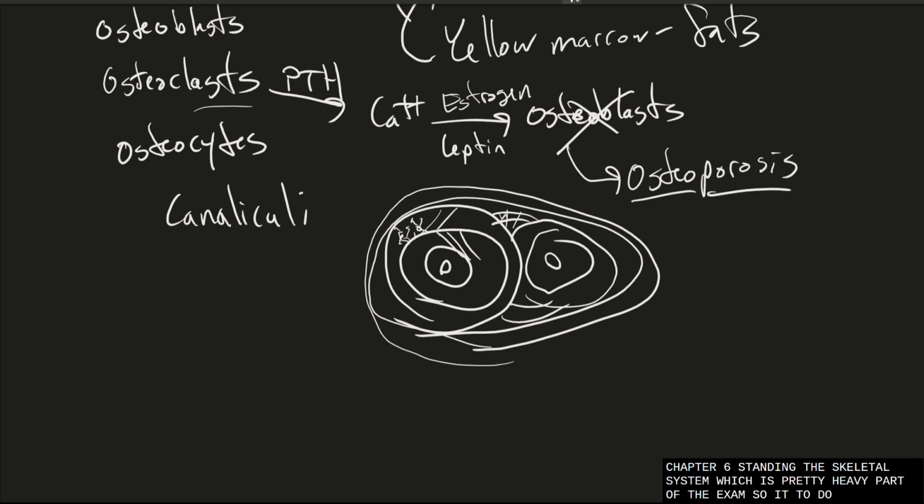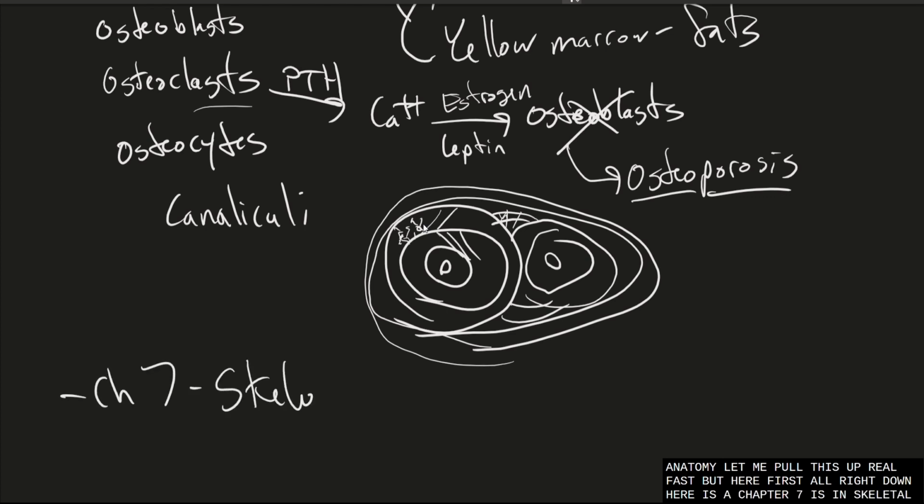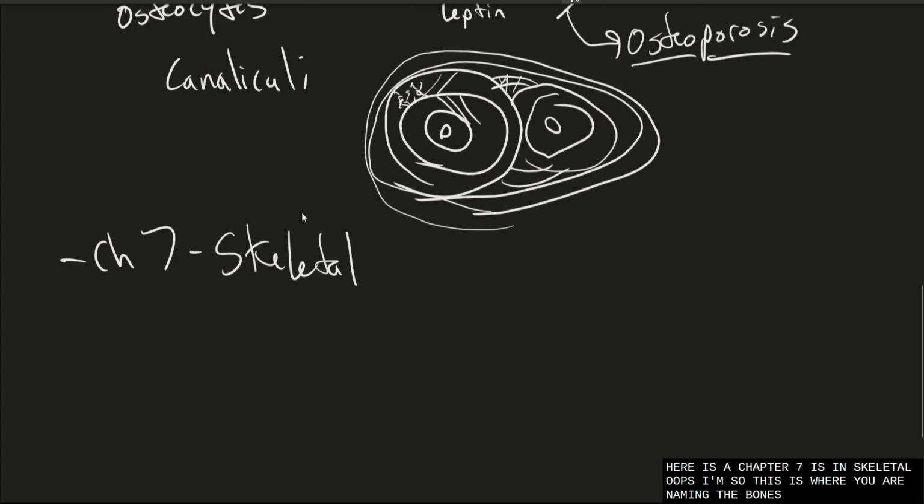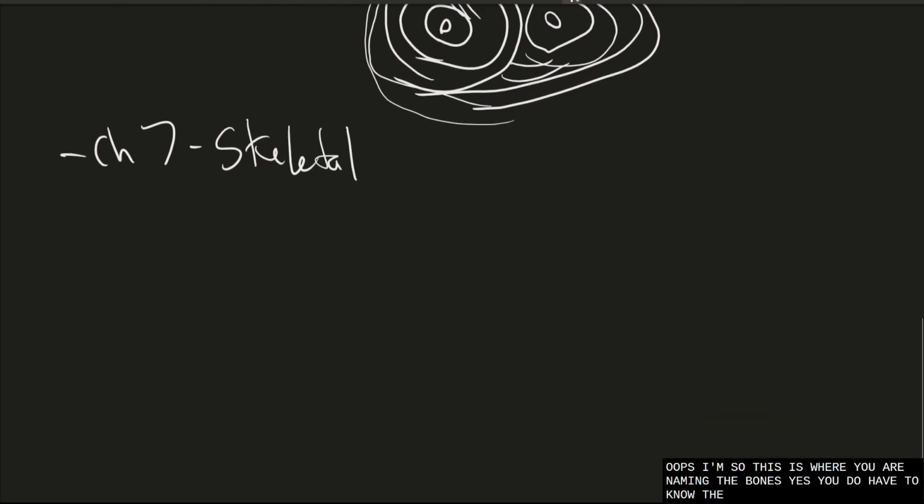So to do that, I'm going to use my little app on my computer here, called Organ Anatomy. Let me pull this up real fast. So here first, I'll write down, chapter 7 is the skeletal system. So this is where you are naming the bones. Yes, you do have to know them all, like I said at the beginning.